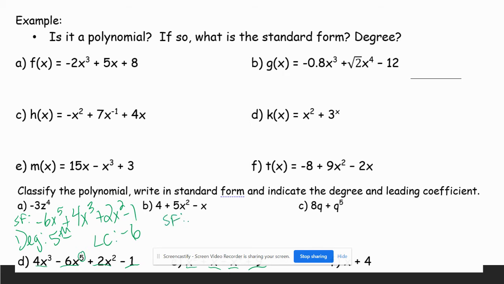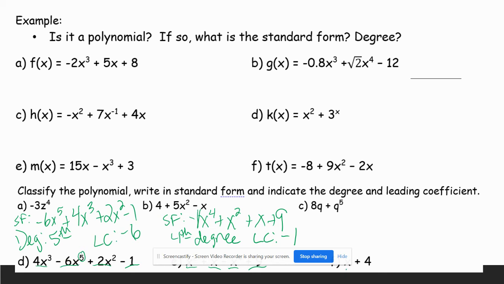Standard form, our highest exponent is that x to the 4th, and there's a negative in front. So we have -x to the 4th plus x squared plus x plus 9. That makes that a 4th degree with a leading coefficient of -1, because that, even though it's not there, is a -1.